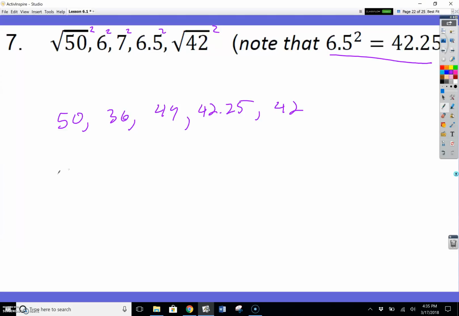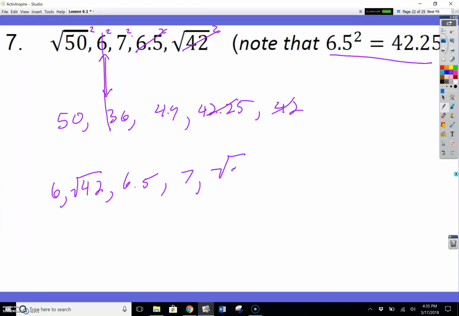So I'm going to line these up from least to greatest. So I'm going to start with 36 as the smallest, which correlates with 6. Then the next one is 42, which correlates with the square root of 42. And then I'm going to have 42.25, which is 6.5. And then when I keep looking, I'm going to see 7 is the next smallest because that correlates with 49. And then my largest number is radical 50.